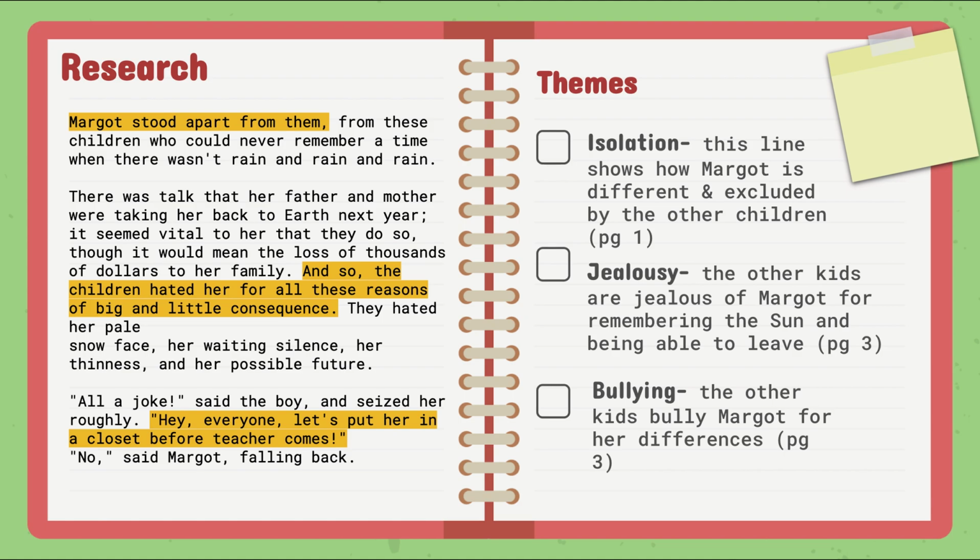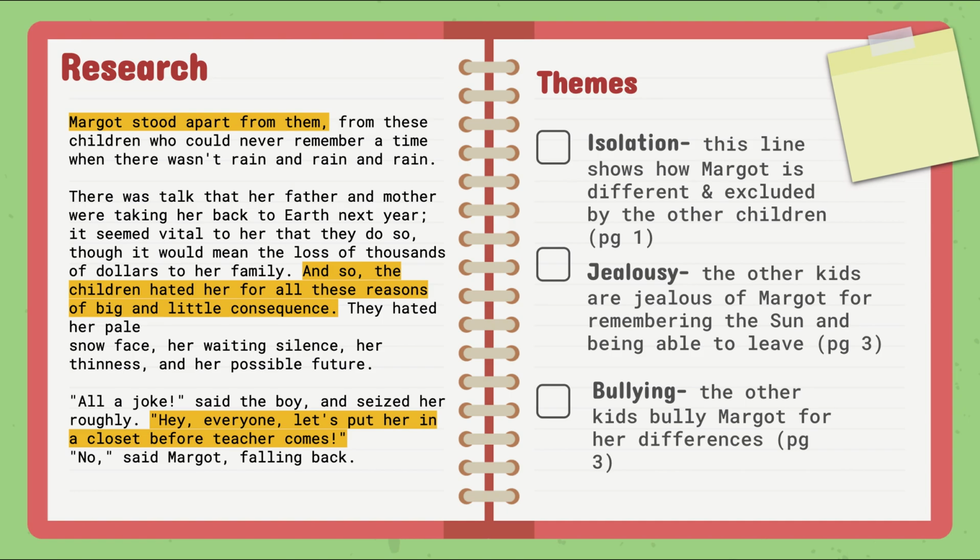So first, "Margot stood apart from them." This is showing isolation, which is one of the themes of All Summer in a Day. And it's showing how she's different and excluded. And notice how I wrote the page number down on the right side of this screen. You always want to do that when you're gathering your information, just so you don't have to go back and look through your book.